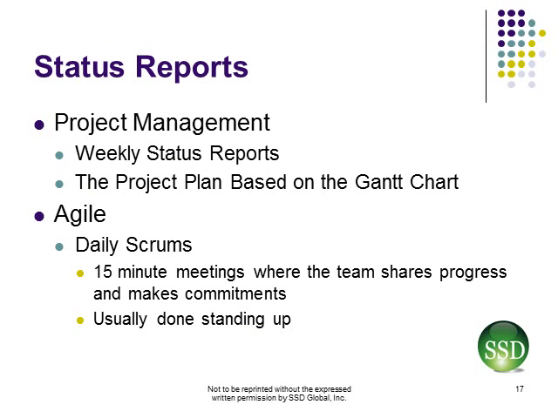Project management, the DMAIC, as well as the PDCA, often prefers status reports to be weekly, or the project plan is simply based on looking at the Gantt chart and seeing what progress has been made, whereas Agile prefers to use daily scrums. Remember that scrums are 15-minute meetings where the team shares their progress and makes commitments, and they're usually done standing up.